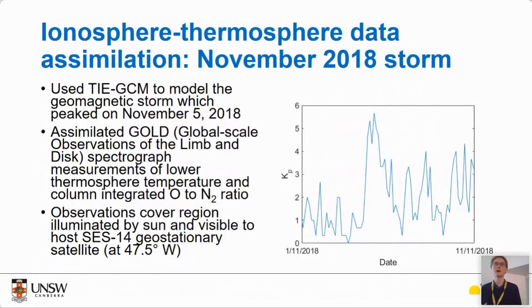So in the particular case that I've looked at, it was a geomagnetic storm occurring in 2018. The Kp profile for this storm is shown on this slide. I used TIGCM assimilating data from the GOLD instrument, which is a spectrograph on the commercial SES-14 geostationary satellite. The observations cover a wide area of the Earth's surface beneath this geostationary satellite while it's illuminated by the sun.